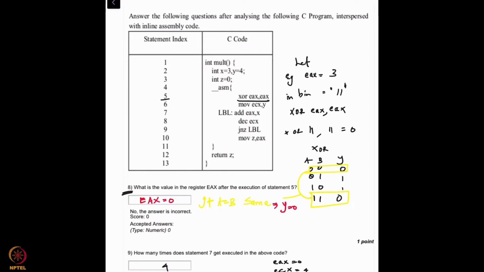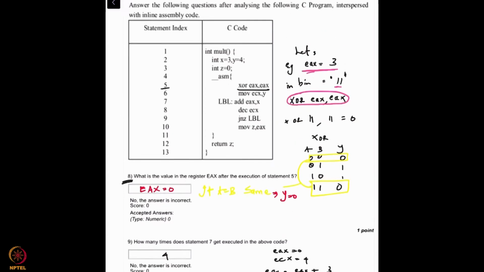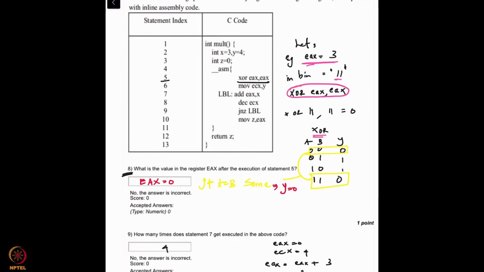Okay, let's take an example. EAX is 3. So in binary 3 is 1 1, right? So XOR of EAX comma EAX. Let's look at what is happening here. Let's say XOR of 1 1 comma 1 1, we know it is 0. To explain this, let's look at the truth table of XOR. Let's say the inputs are a and b and the output is y. So 0 0, 0 1, 1 0, 1 1, the outputs are 0, 1, 1 and 0.